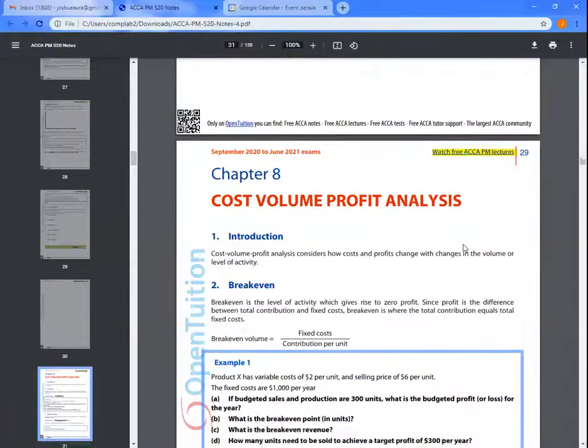Change with the changes in the volume or levels of what here? Activity, or levels of activity.